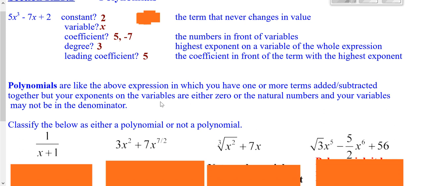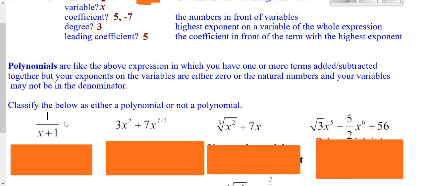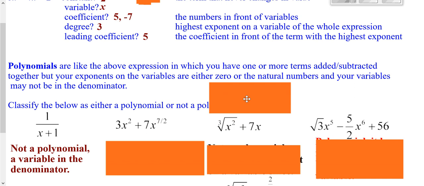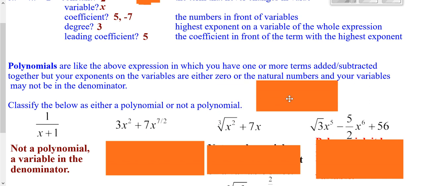So we want to look at these down below here. Are these polynomials? Yes or no? Now, this first one is not a polynomial. Yes, you have several terms added or subtracted together, and you have positive exponents on the variable, but you have a variable in the bottom, so it does not work.